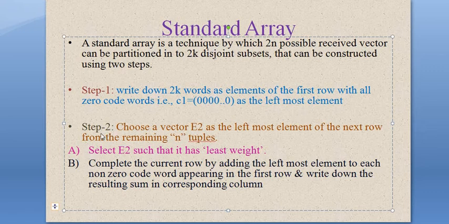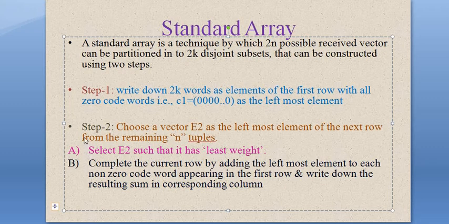Then the second one, you have to choose the vector E2 as the leftmost element of the next row from the remaining n tuples. Tuples is nothing but an ordered set of the data that you already have. So in that one you have to select E2 as the leftmost element of the next row, and from the remaining n tuples, meaning n sets of data bits.